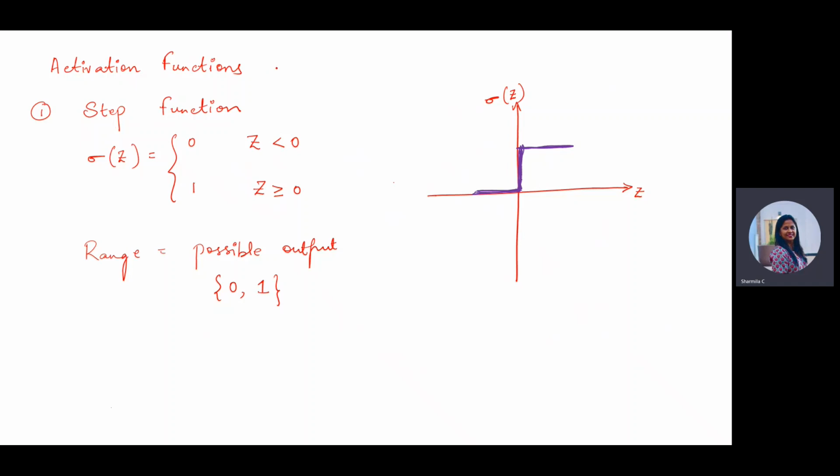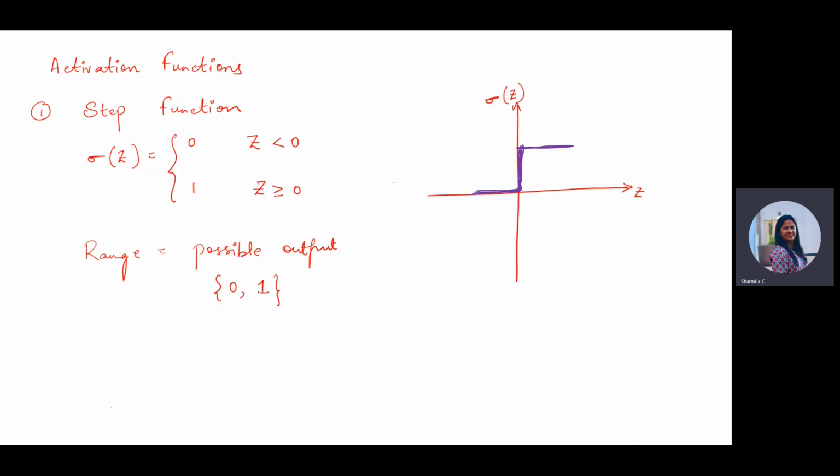As I told you, some activation functions are linear and some are non-linear. The step function is a linear activation function. When z is processed through this activation function, sigma of z equals 0 if z is less than 0, and 1 if z is greater than or equal to 0. The possible output is in the range 0, 1, so we will have either 0 or 1. If the z value is less than 0, we have 0. If it is greater than or equal to 0, the output from the perceptron is 1.